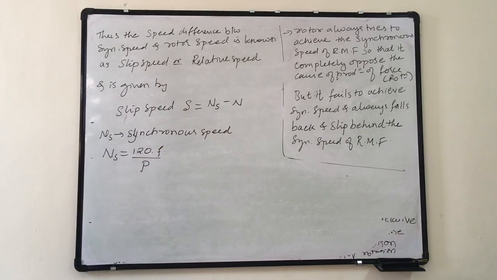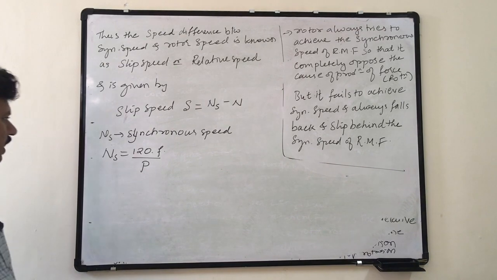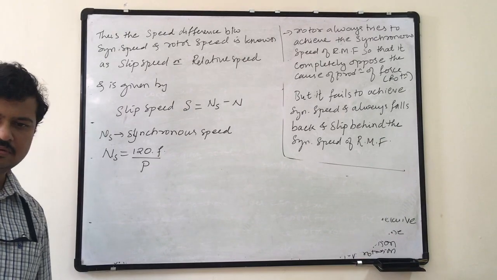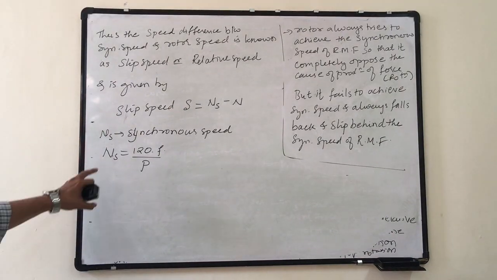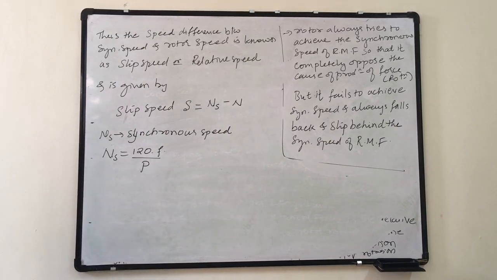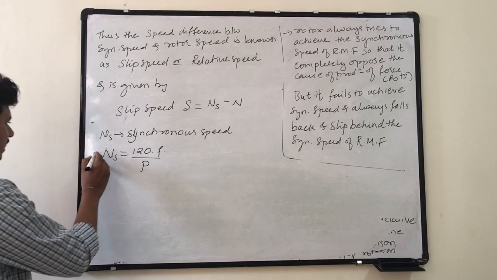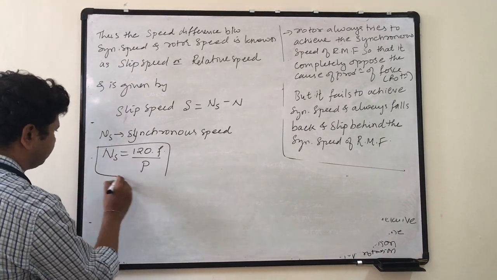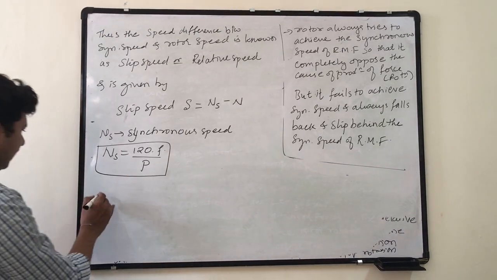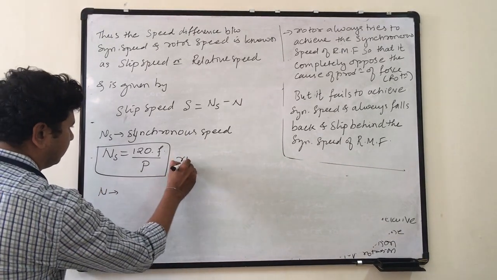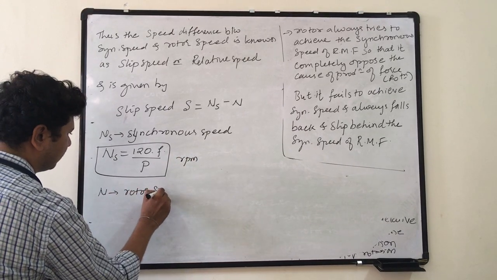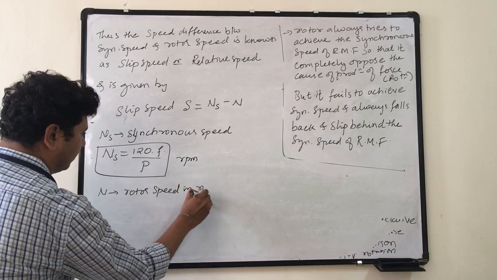This equation we had to see in the last class, but at the end, because the memory of the recording device was full, the last point was not recorded, where it was just ns equal to 120 f by p. So ns equals 120 f upon p, depending upon the frequency and the number of stator poles considered, and where n is the rotor speed in rpm, revolutions per minute.